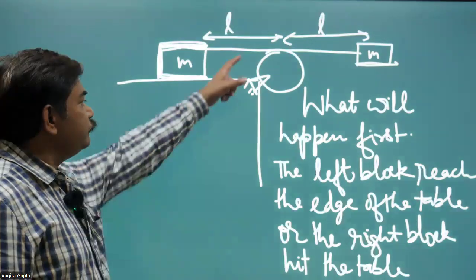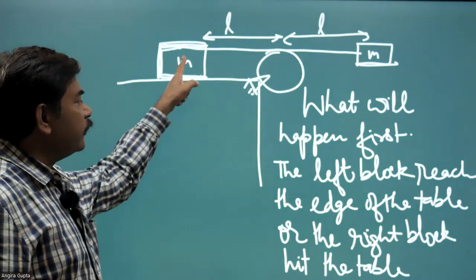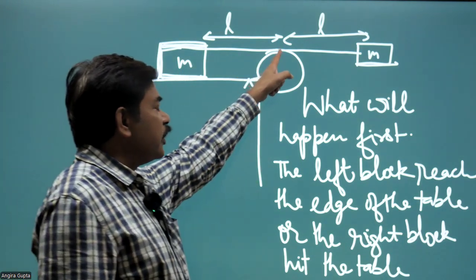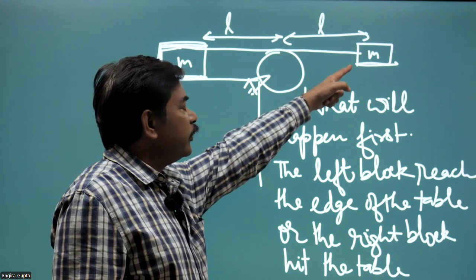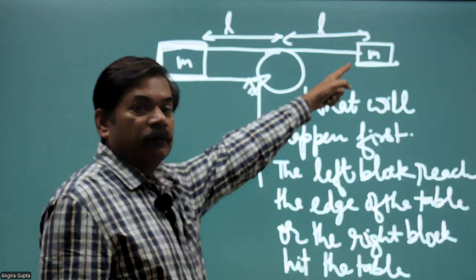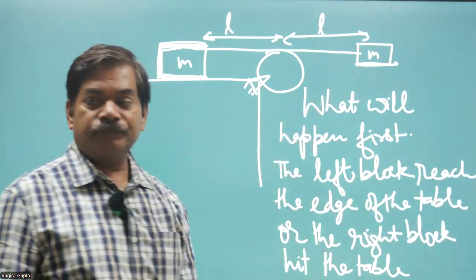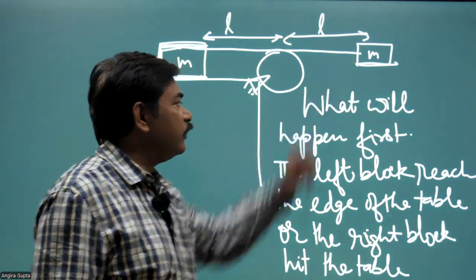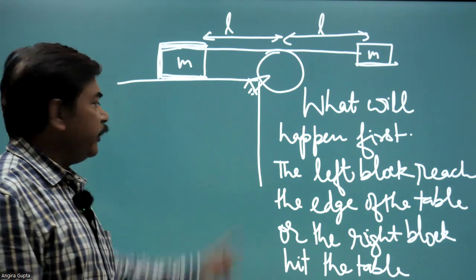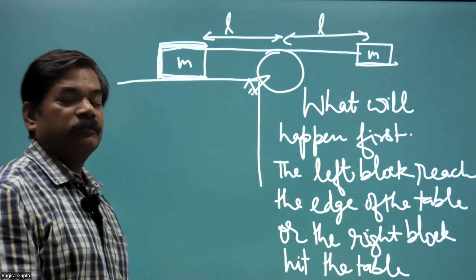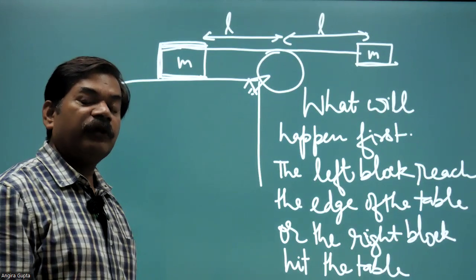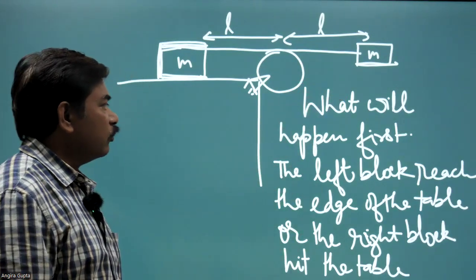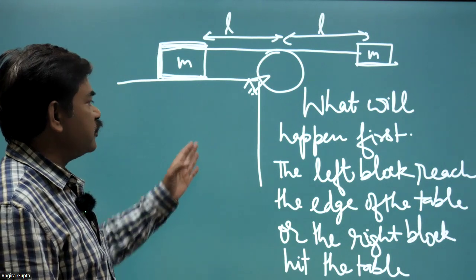The question is that this block is at a distance L from the pulley, and initially this block is also at a distance L from the pulley, which means someone must be holding it so that it is here. And this tabletop is smooth. Now we leave this block free. So the question is, what will happen first?